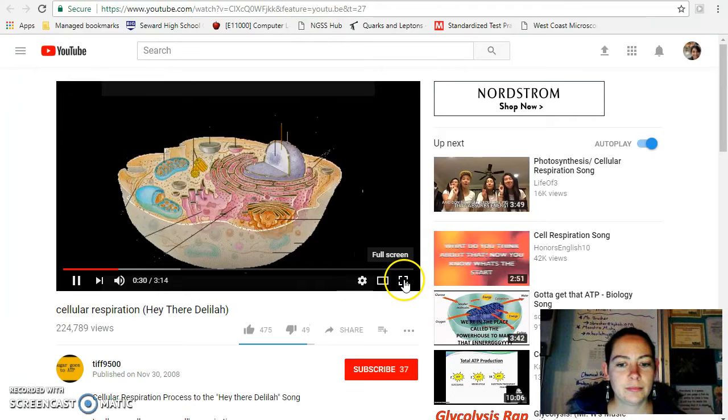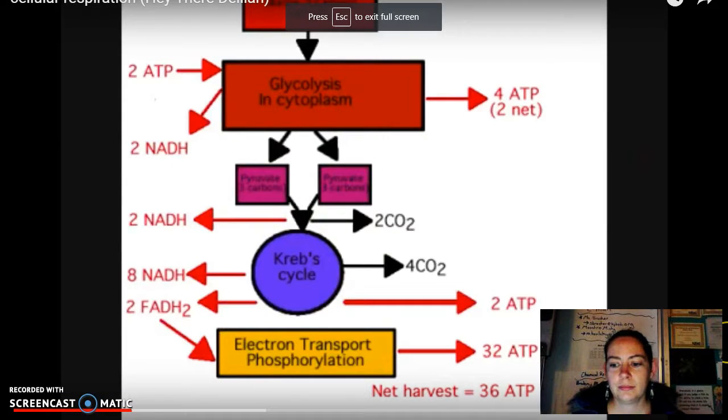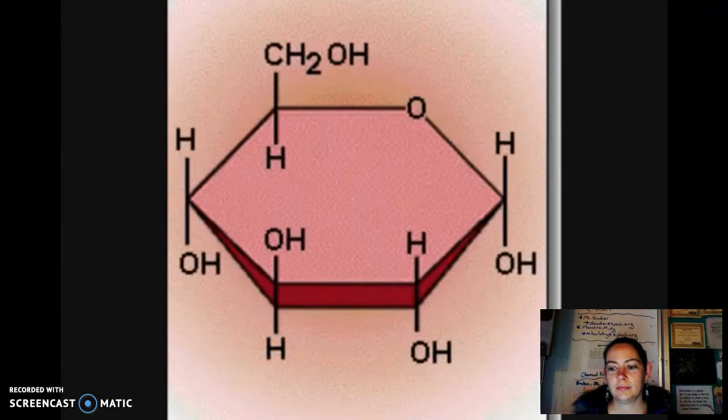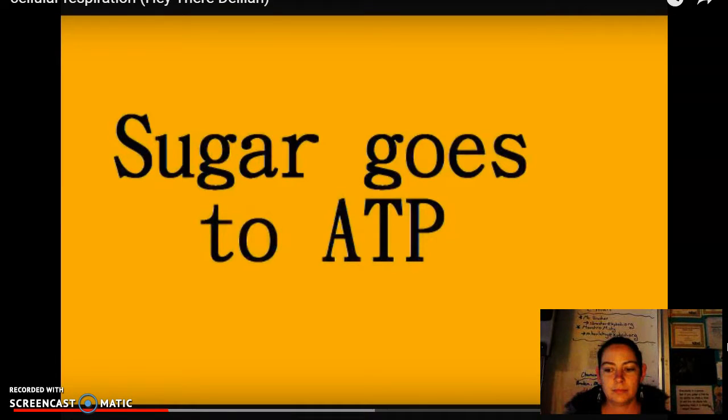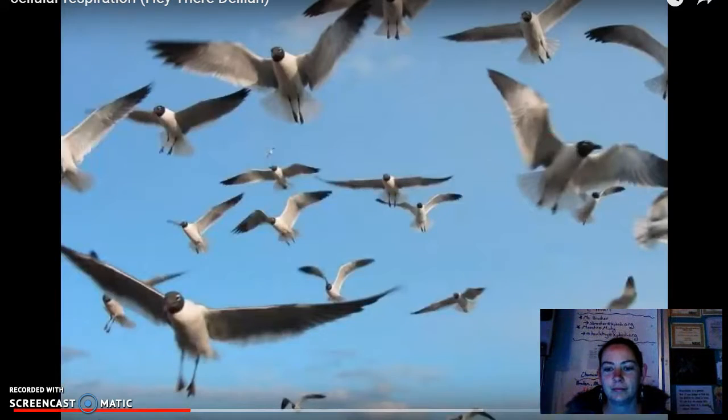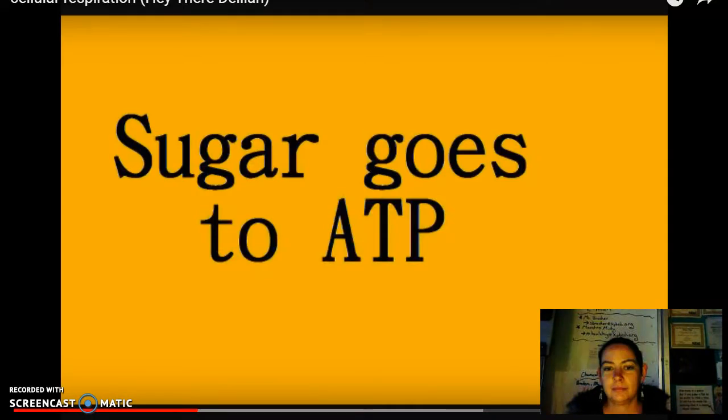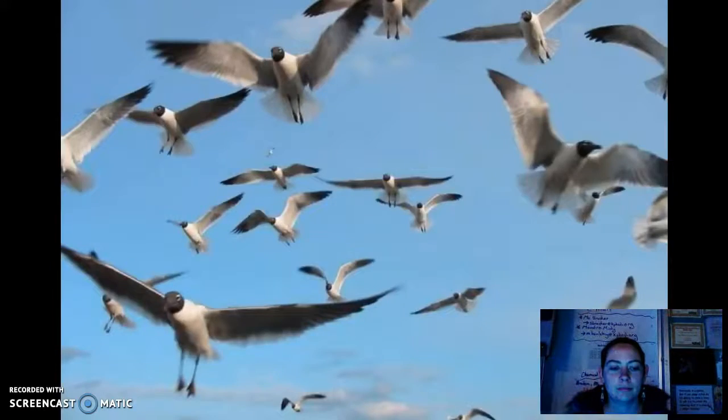Your cells will start it in glycolysis. Some glucose will be broken to pyruvate. Just repeat C6H12O6 until it sticks. Sugar goes to ATP. Fuel for birds and you and me.